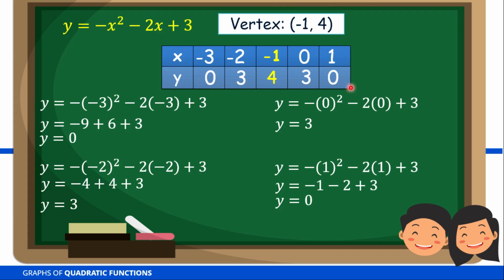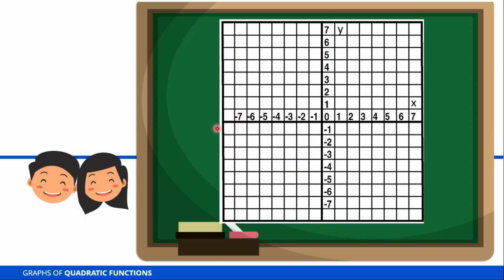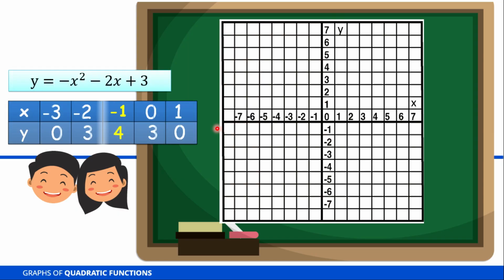Nakapag-generate na tayo ng ating table of values. Now, gamitin natin yung ating nakuhang table of values para mag-graph natin yung ating quadratic function. Ito na yung nakuha natin na table of values. Isa-isahin natin yung mga ordered pair. We have negative 3, 0. I-plot muna natin. Negative 3, 0. Ito yung una. Next, we have negative 2, positive 3. Sa x, we have negative 2 and then positive 3.